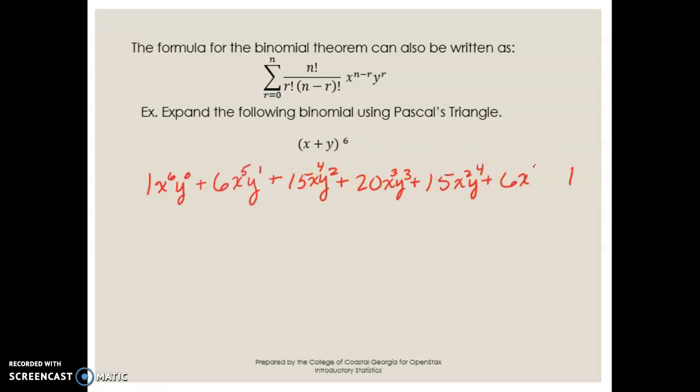6x to the 1, y to the 5th. And then you have x to the 0, y to the 6th. So these things right here, it's all about Pascal's triangle and expanding the binomial. And it will be used for what we're doing. Okay?